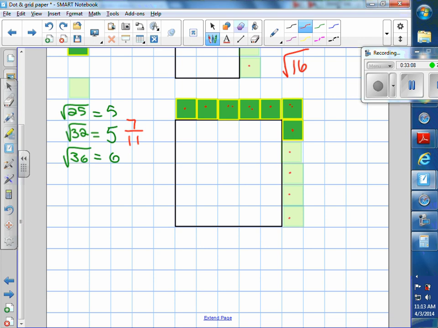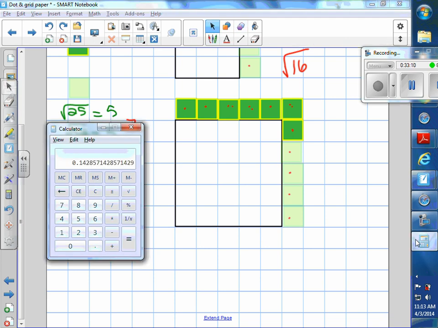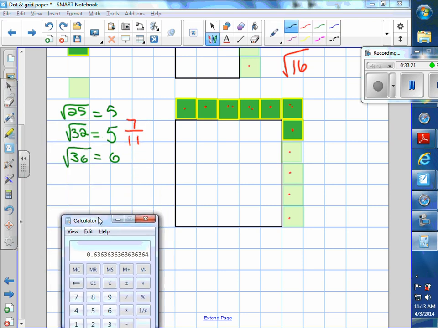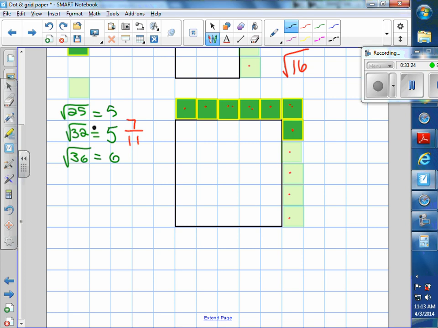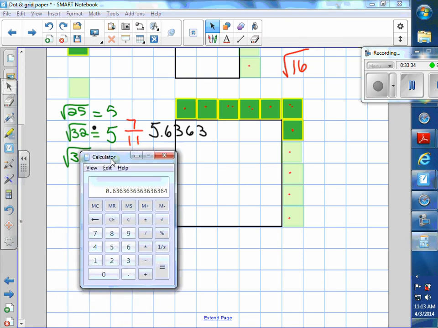So let's see how accurate I am. 7 divided by 11 is 0.636363, okay? So I'm saying this is about 5 and 7/11ths, which is 5.6363, right? If I just put in the square root of 32, 5.65. Pretty close. Really close.